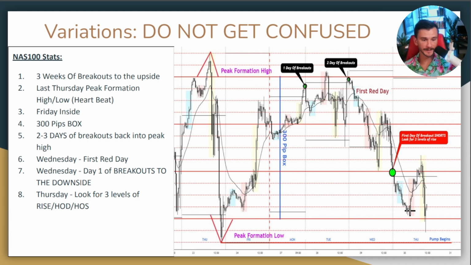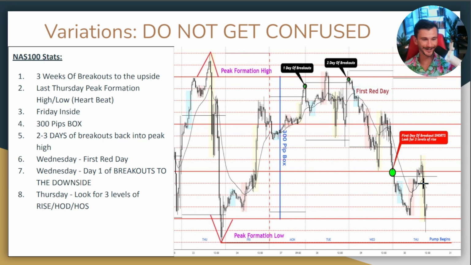Now, they've pumped it up off of the low of the week. Again, 300 pip box. We're at the high of this current 100 pip box, and look at how the price has behaved coming off of the low of the day. Peak formation at the low at 25. They've pumped it up to the high of a 100 pip box in a burst, and a burst, and then a burst. And then they engulfed that upper portion of that box.